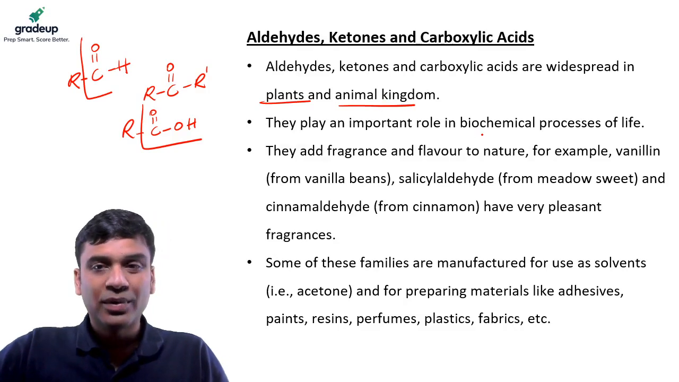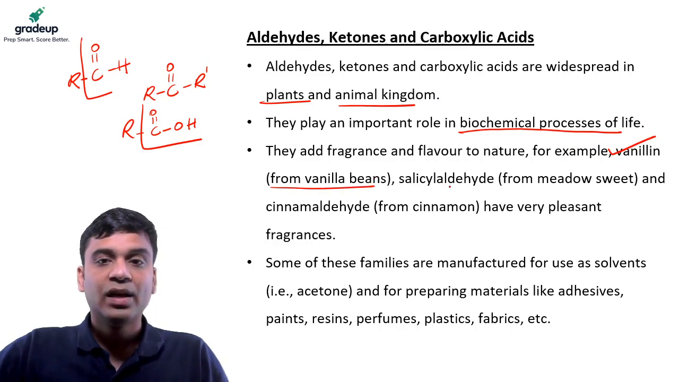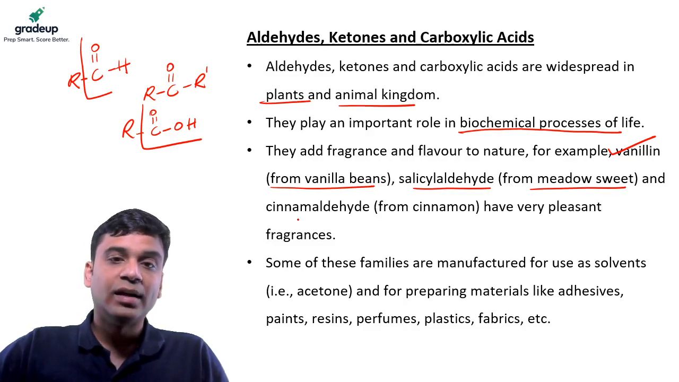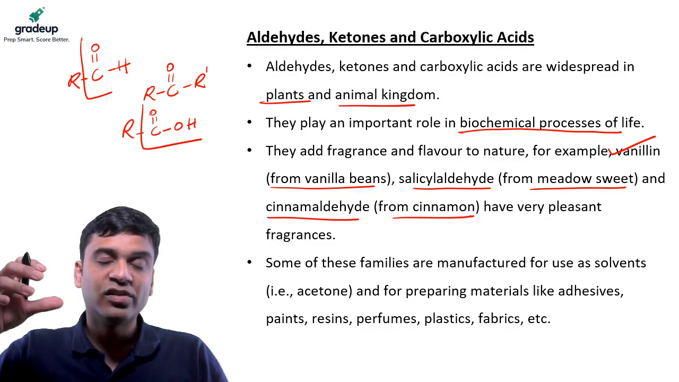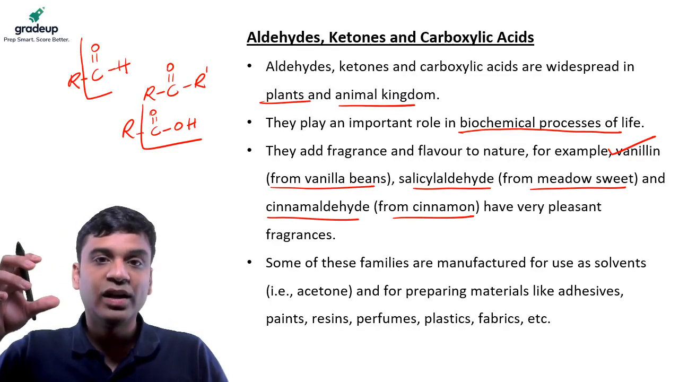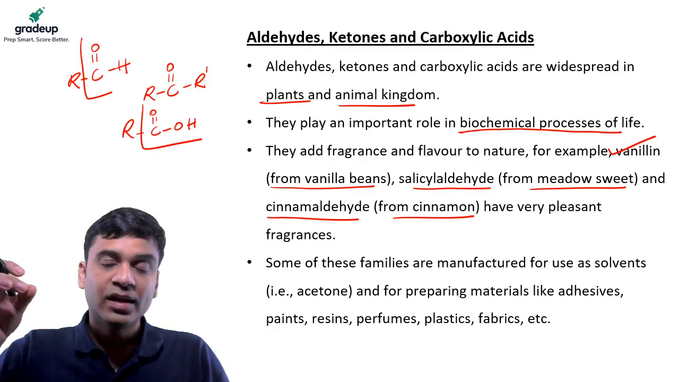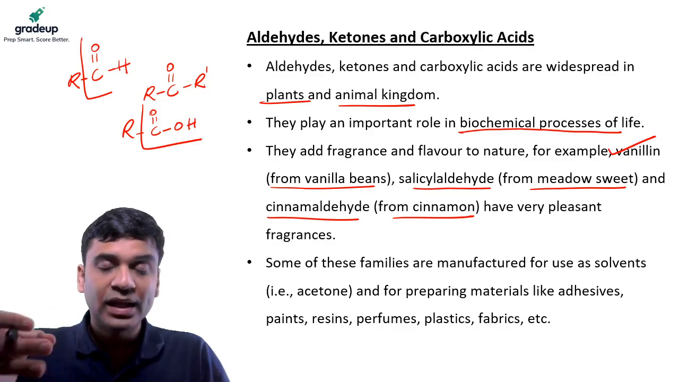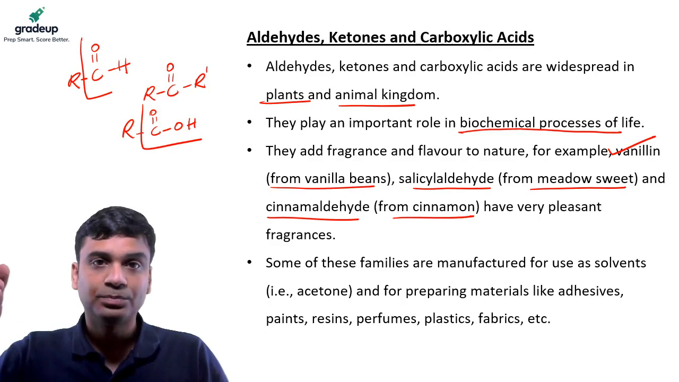So they are very important in the biochemical processes of life. They can be used as fragrance or flavor, like vanillin from vanilla beans, salicylaldehyde from meadowsweet, and cinnamaldehyde from cinnamon. So from natural vanilla beans, meadowsweet, and cinnamon, you are chemically processing them to form vanillin, salicylaldehyde, and cinnamaldehyde. And these reproduce the smell. The artificial vanilla which you get in the bottle is made by a chemical process so that the fragrance is kept intact.